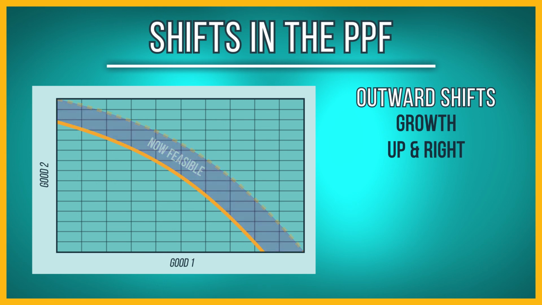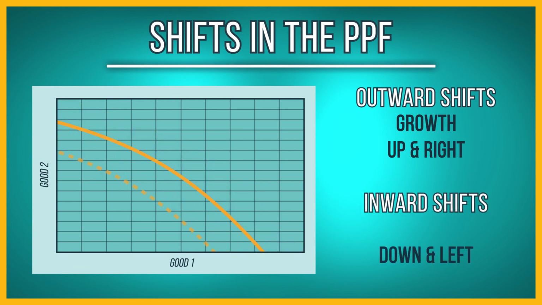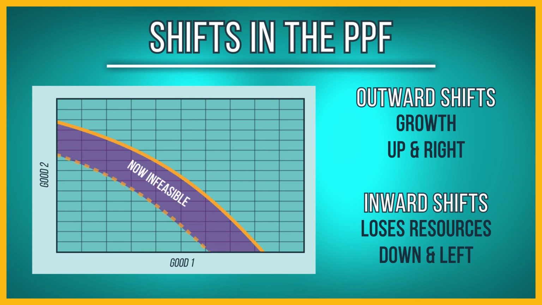The production possibility frontier shifts down and to the left when it loses resources or its technology deteriorates. An inward shift makes unfeasible combinations that were previously feasible. Therefore, the economy cannot satisfy as many of its people's wants, needs, and desires.